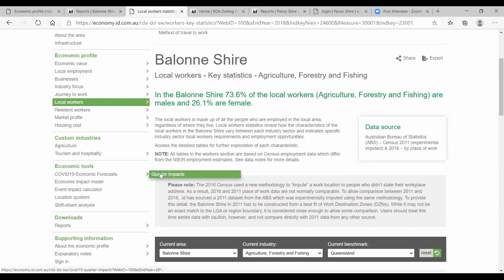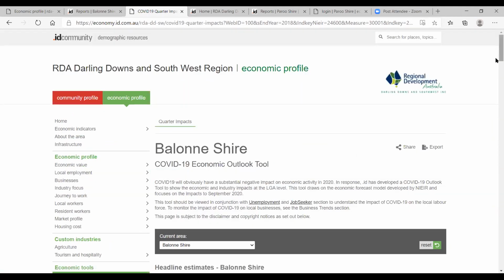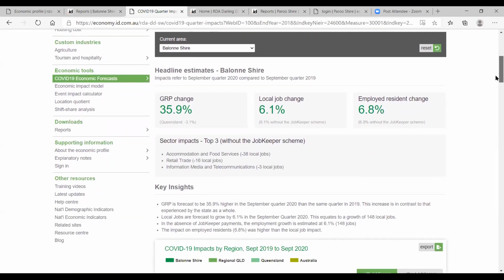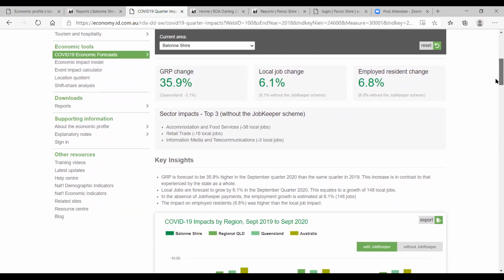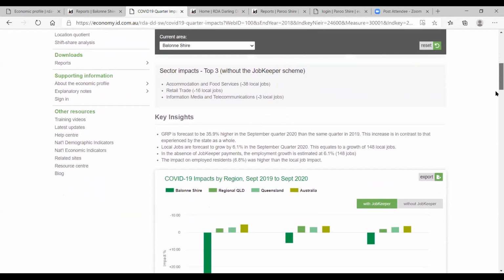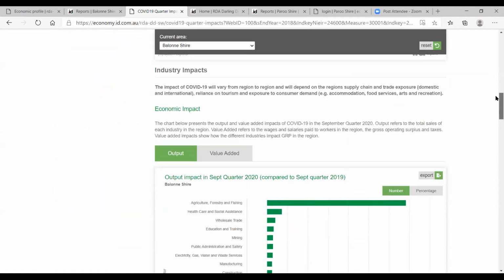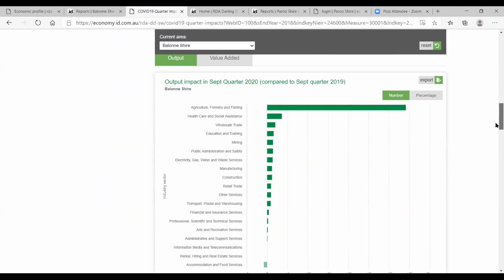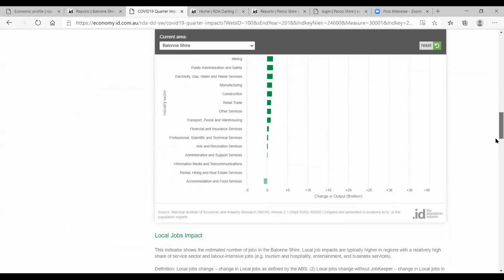The next thing I'm going to show you, this is our COVID-19 economic forecast, and this one is updated when we have either a new policy decision or things like that. This is where we have all of those headline figures that you saw before. So in the presentation, I talked about that GRP change. I talked about local jobs, employed residents, how we were compared to Queensland. I then talked about how we were performing now in terms of our industries.